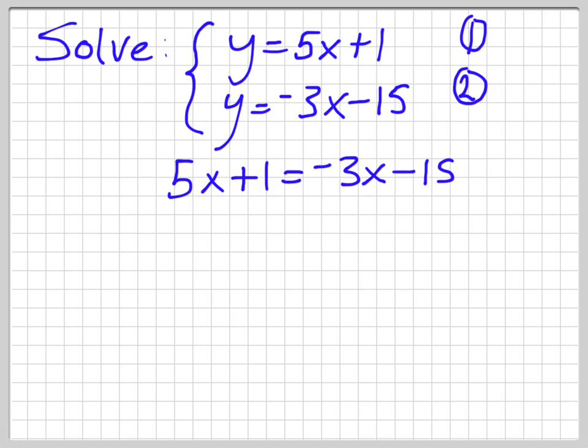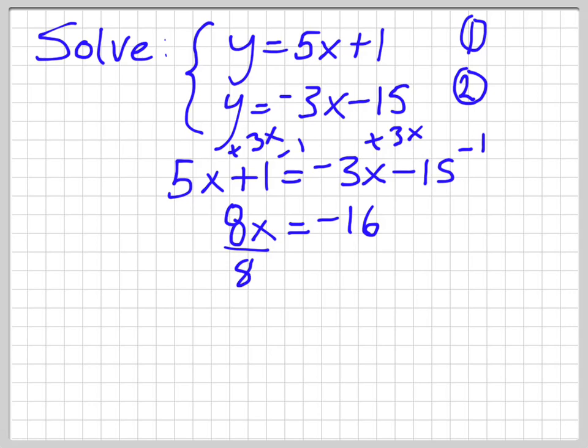So now we have to solve. This is where you need your practice solving linear equations. If you need a little bit more practice with that, I have a few videos on it, so you might want to check those out. So I add 3x to both sides, so then I have 8x on that side. Then I can subtract 1. Subtract 1 is equal to negative 16. Divide both sides by 8. X is equal to negative 2.